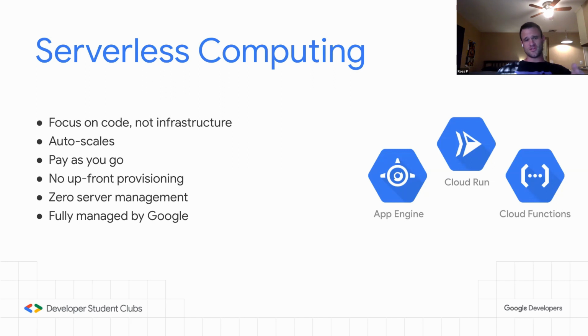Another big thing with serverless computing, probably one of the pros of serverless computing, is auto scaling, and that's huge. With auto scaling, you only pay for what you use and what you need. Also, with the serverless computing platform, there's no upfront provisioning, so you don't have to set regions or the amount of CPU cores or work on the operating system. And there's zero server management.